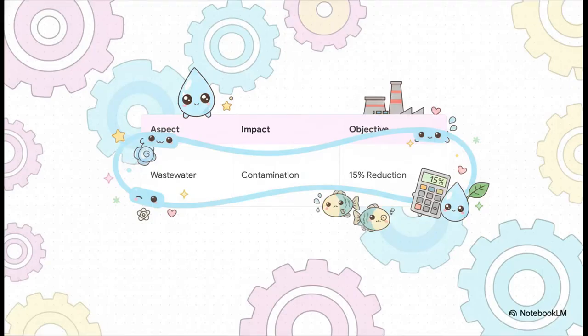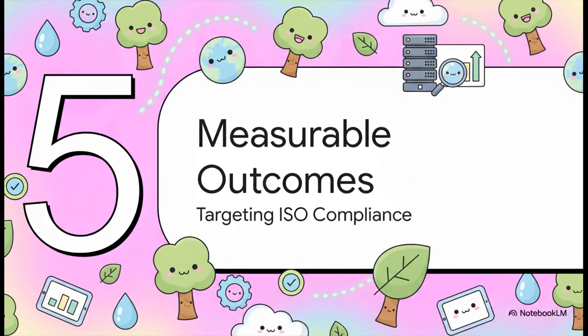To see exactly how this glowing thread works in practice, let's start at the source with our aspect, wastewater discharge. Now, let's say this was scored as highly significant. We trace that directly to the impact, potential water contamination. Then, we follow the thread even further to the objective, a 15% reduction in chemical discharge. When an auditor is evaluating your system, they pull on this exact thread. They want to see proof that an abstract policy has genuinely become a concrete, traceable action plan targeting actual operational realities. And that leads us perfectly into Section 5, demonstrating measurable outcomes.